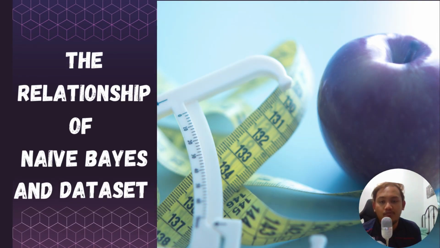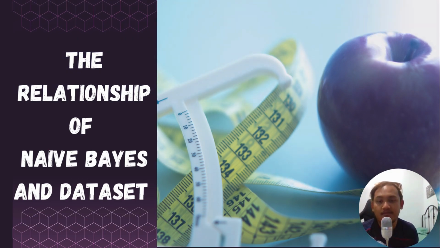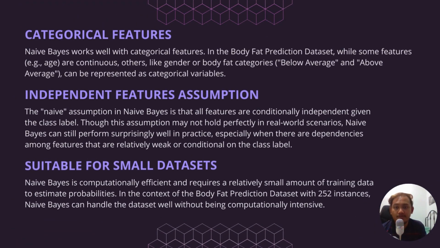So we will be moving on to the relationship of Naive Bayes and the dataset that we chose, which is the Bodyfat dataset. So the first one is categorical features. Naive Bayes works well with categorical features in the body fat prediction dataset. While some features, for example age, are continuous, others like gender or body fat categories, below average and above average, can be represented as categorical variables.